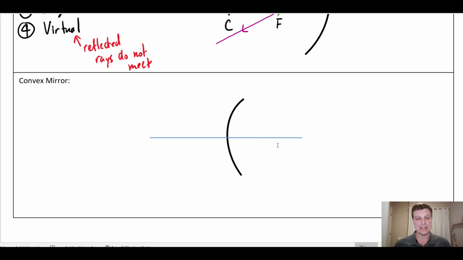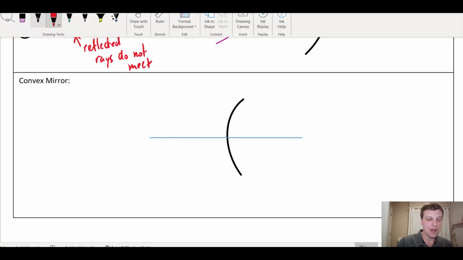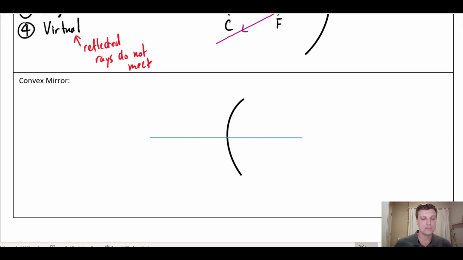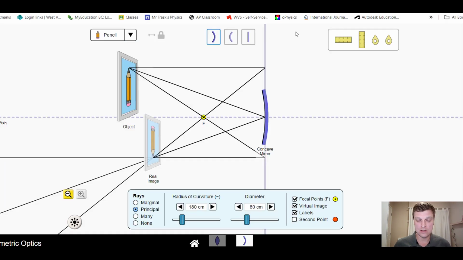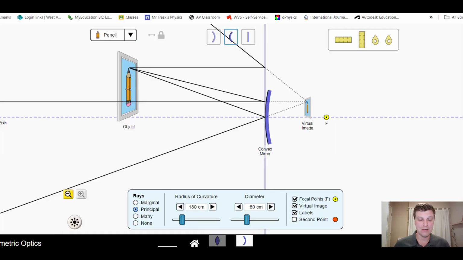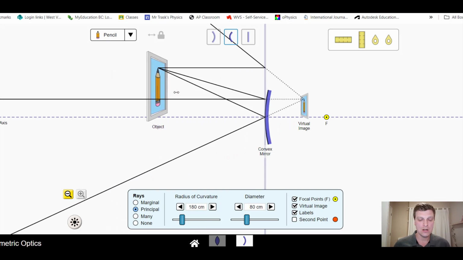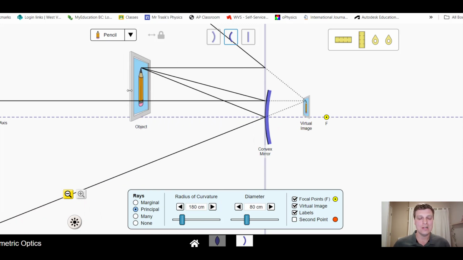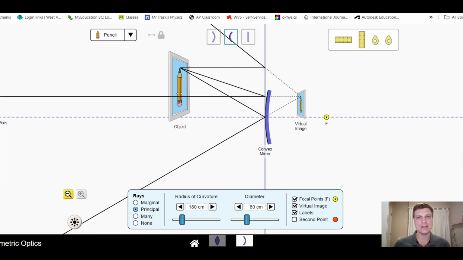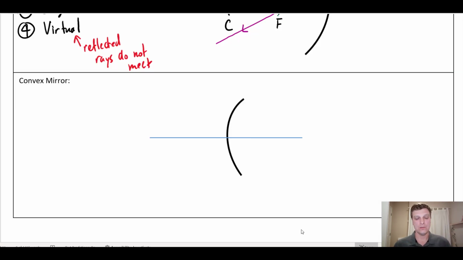So the last example we're going to look at here is for convex mirrors. Now, for convex mirrors, there's only one case, so it's a little bit of a giveaway: no matter where I put my object, it always has the same result.